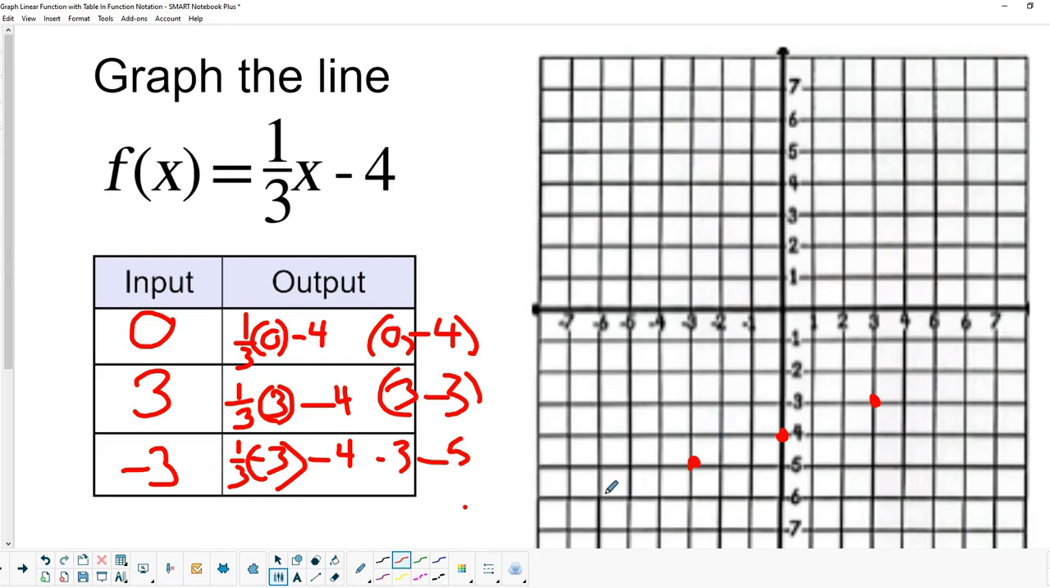And lo and behold, it shouldn't be anybody's surprise that it found a straight line, and that's the graph of that function. And you notice it has a positive 1/3 slope, so up 1/3, up 1/3. You can kind of see it written right in that line.